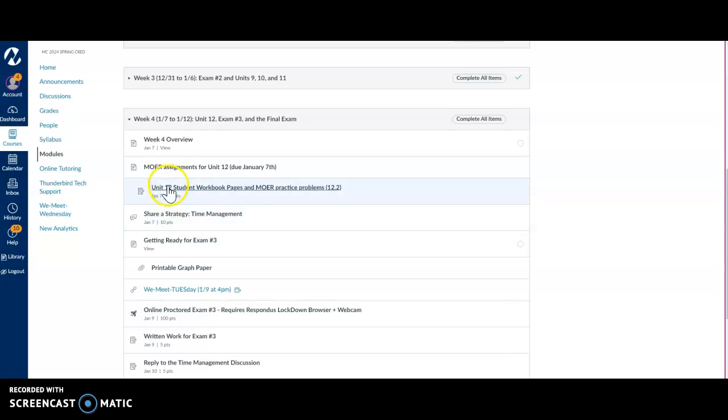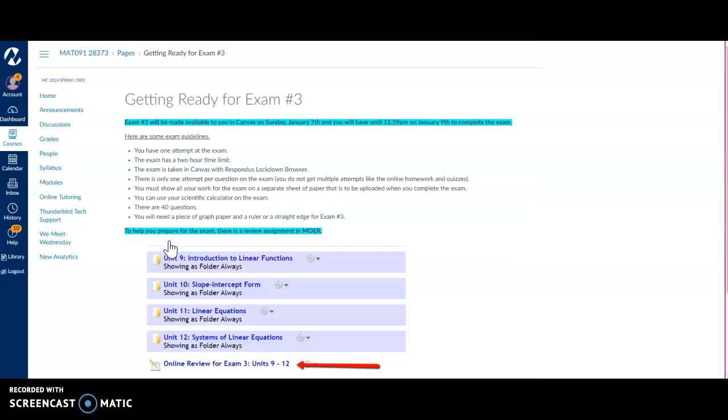I hope you implement some of these time management strategies as well. So in addition to Unit 12 this week, you have Exam 3 that is going to be due Tuesday night on January 9th. Here are the guidelines. It's one attempt, just like the last 2 exams. You have a 2-hour time limit, same as the last 2 exams. You will use Canvas, respond to Lockdown browser. You have to show all your work on a separate sheet of paper. There's 40 questions this time. You will need a piece of graph paper and a ruler to complete the graphing problems on Exam 3.